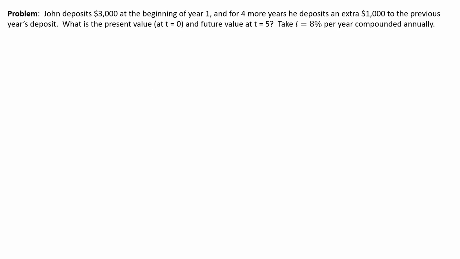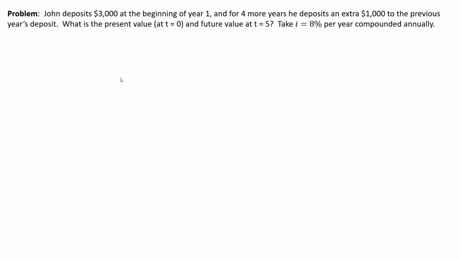Cool. John deposits $3,000 at the beginning of year 1, and for 4 more years he deposits an extra $1,000 to the previous year's deposit. What is the present value and future value at t equals 5? Take I equals 8% per year compounded annually. Deposits 3,000 at the beginning of year 1. Okay. And for 4 more years, he deposits an extra 1,000 to the previous year's deposit.